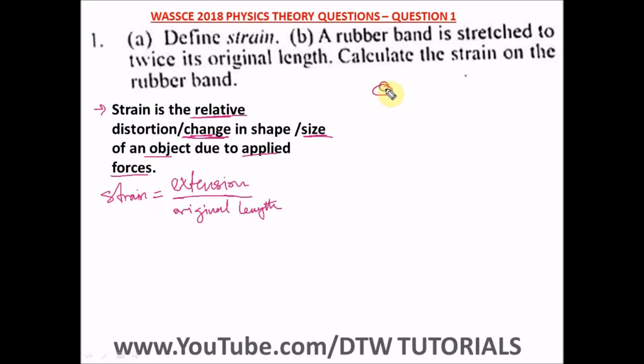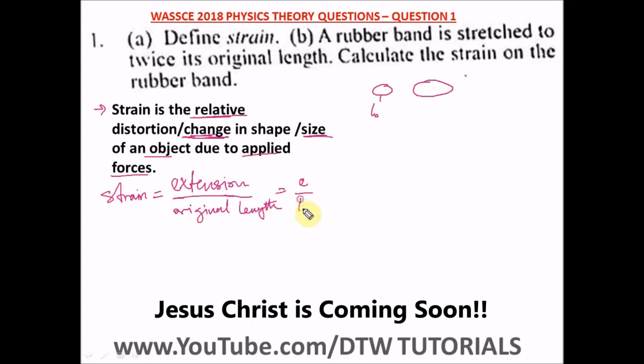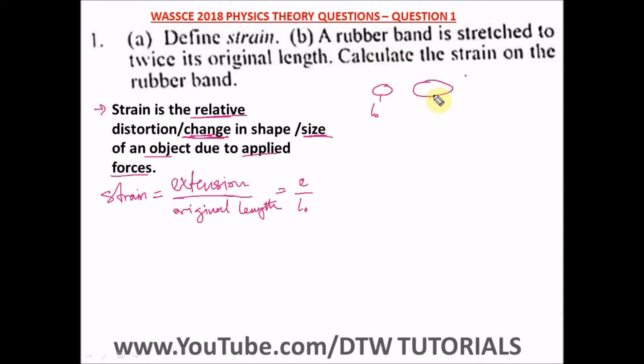Let's say you have a rubber band, then it's stretched to twice after applying a force. Twice is what? Original length. So this is the original length, which is LO. The letters used to represent this: E is for extension, and original length is LO. This O means original length. Then the final length, from the statement, is 2 times LO. So we have 2LO.